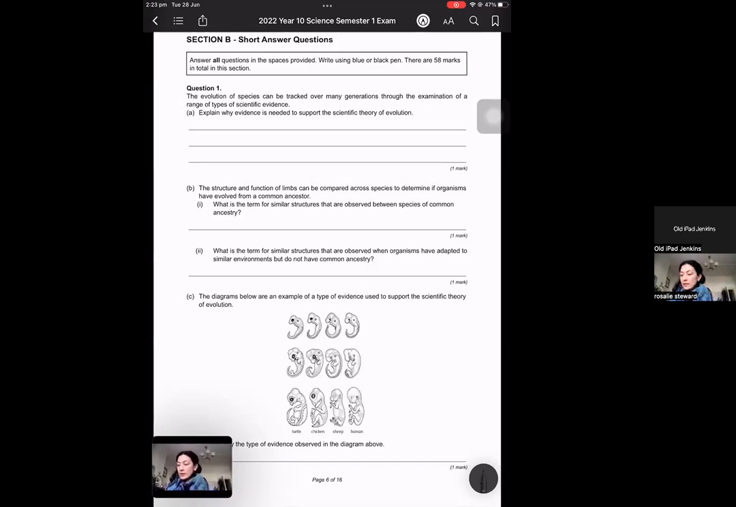Okay, so for this question here, for example, it's asking why evidence is needed to support the scientific theory. What a lot of us did was describe what a scientific theory is. For instance, a scientific theory is a working model of explanations to describe observable phenomena. Fantastic, true, and great information, but not relevant to this question. So why is evidence needed?